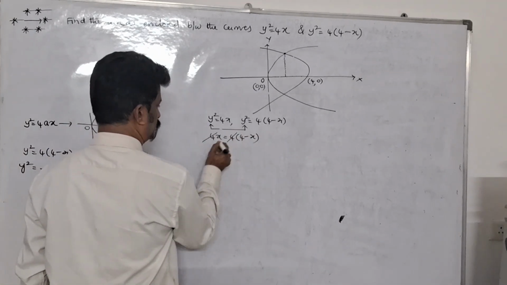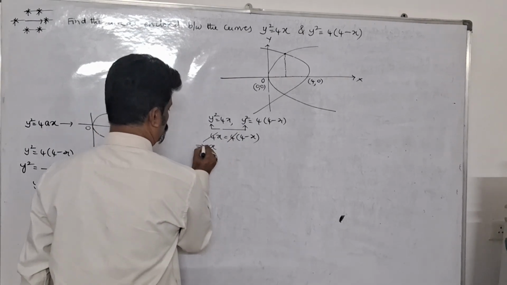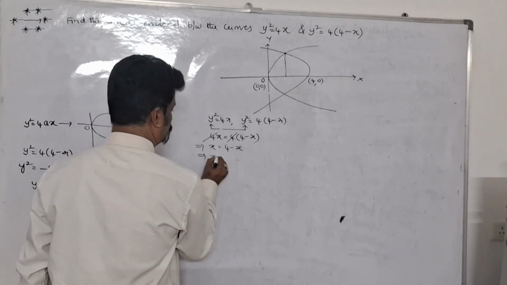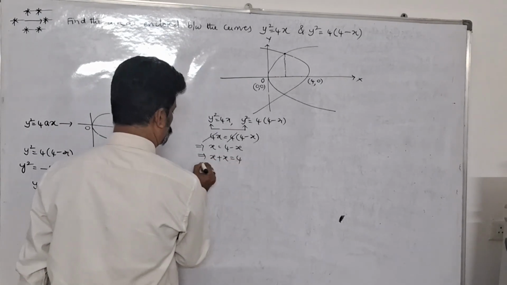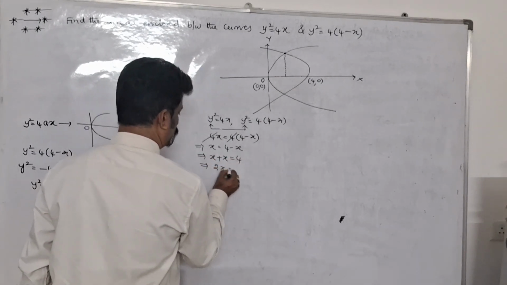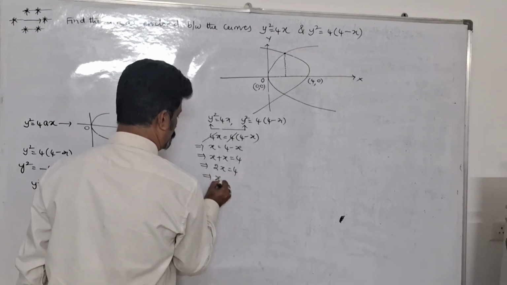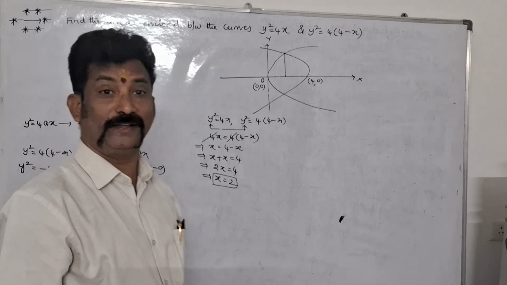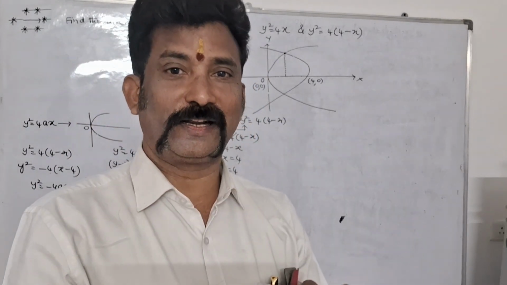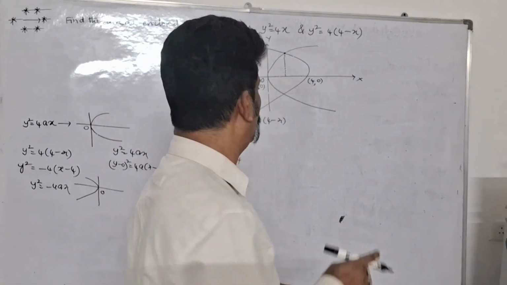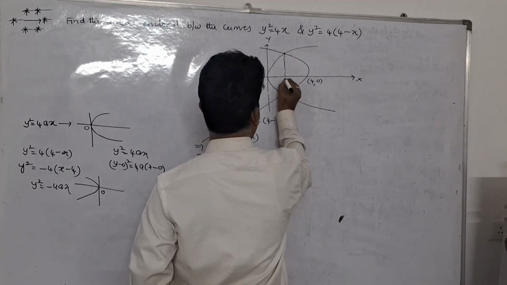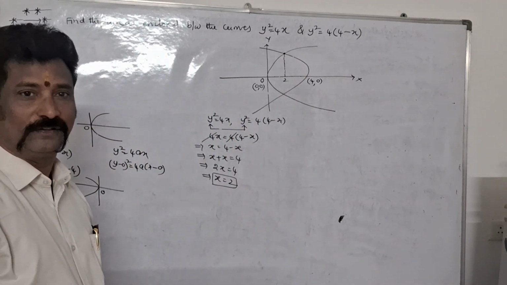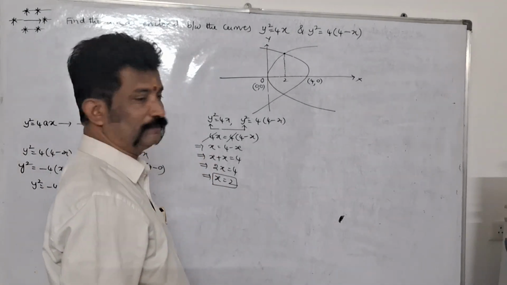Now 4 cancels. So what will we get? X is equal to 4 minus x. This implies x plus x is equal to 4, that implies 2x is equal to 4, that implies x is equal to 2. Indirectly, those two curves intersect at x is equal to 2. This point occurs at 2. Okay guys, so limits ready.